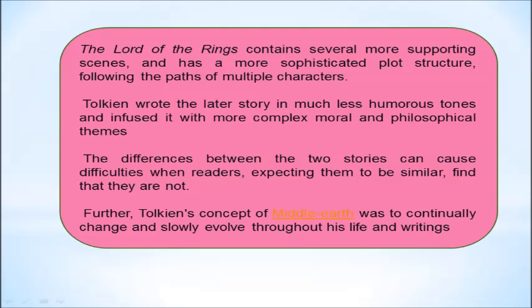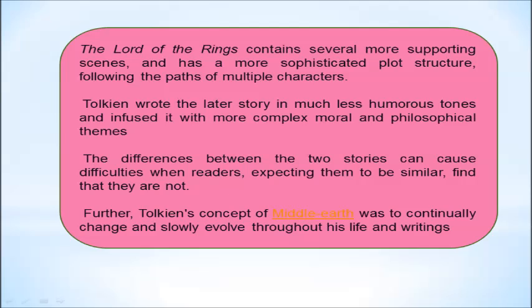Well, The Lord of the Rings was published in 3 volumes in 1954 and 1955. This book was divided into 3 volumes. The first volume is The Fellowship of the Ring, which contains books 1 and 2. The second volume is The Two Towers, which contains books 3 and 4. And the third volume is The Return of the King, which contains books 5 and 6.